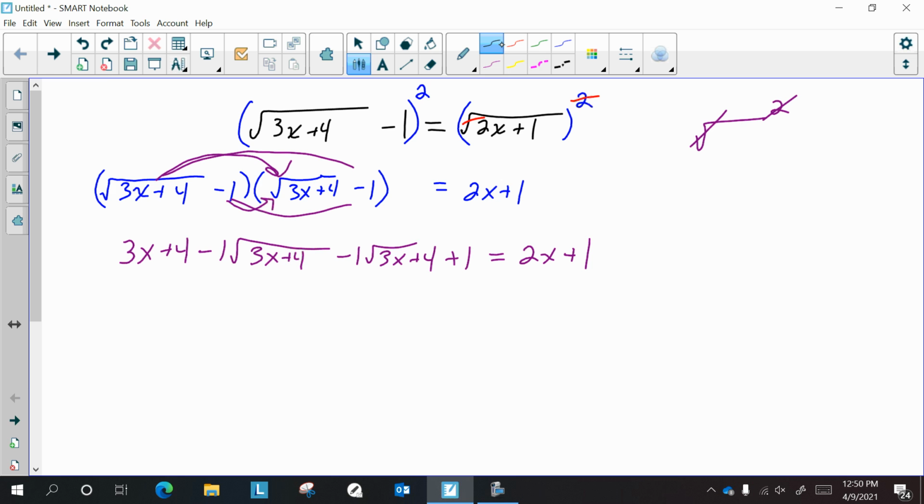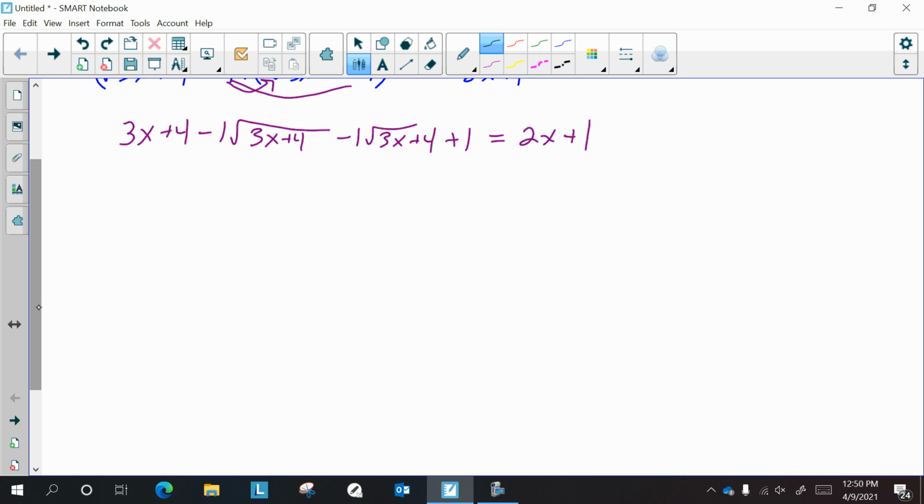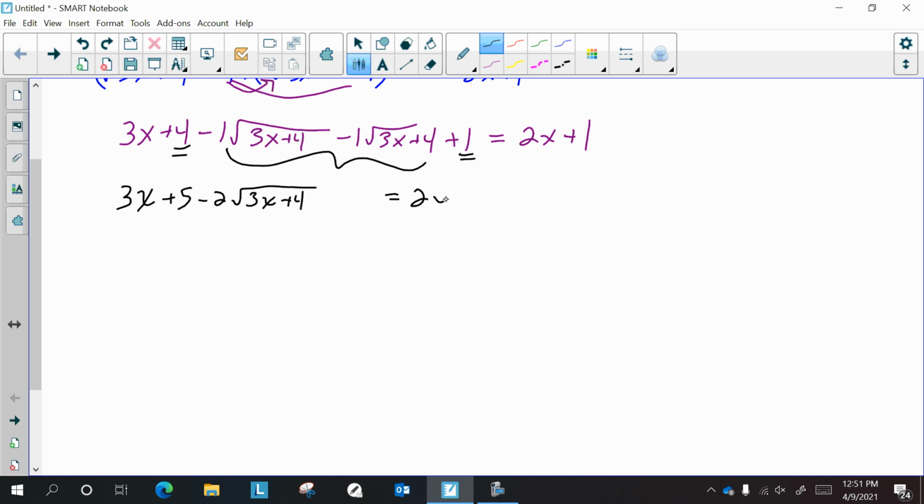Now let's combine like terms on the left side. We have a 3x term. We have a 4 plus 1, so a plus 5 term. And then we have two of these, so minus 1 more will be minus 2 of the square roots. And then we have 2x plus 1 on the other side.